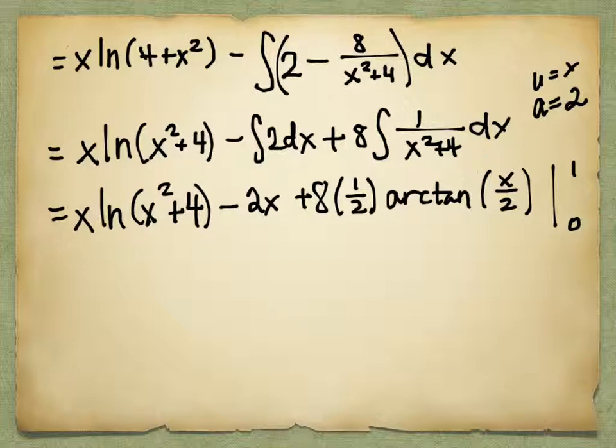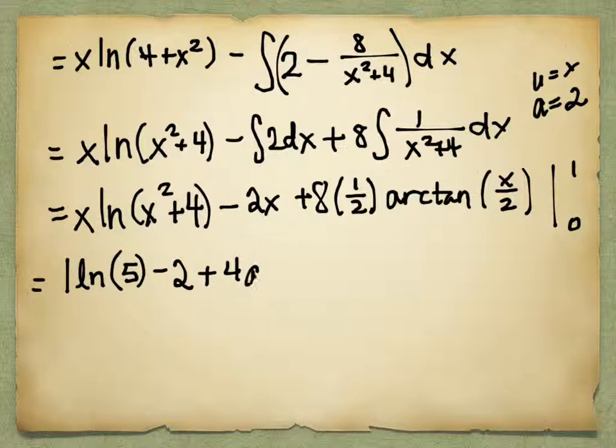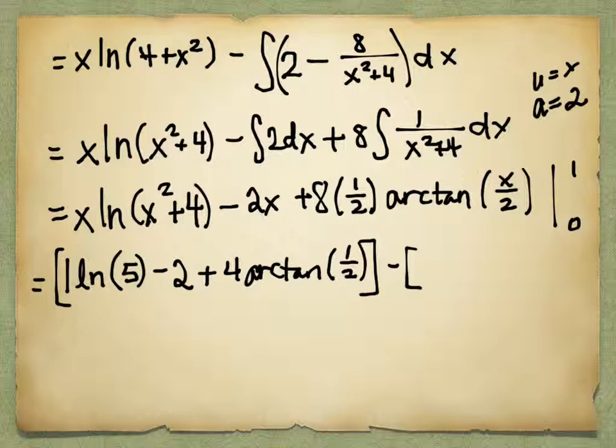All right, so let's evaluate this at the value 1 first. So I have 1 natural log of 1 squared plus 4, which is 5, minus 2 times 1, which is 2. 8 halves is actually 4, times the arctangent of 1/2. Okay, and that's all of the evaluation at 1, right? Now let's evaluate what happens at 0. So when I put the 0 in, what happens to the x natural log of x squared plus 4 piece?